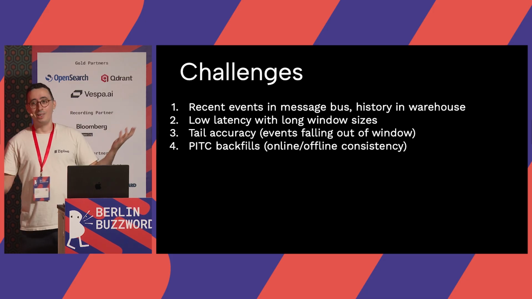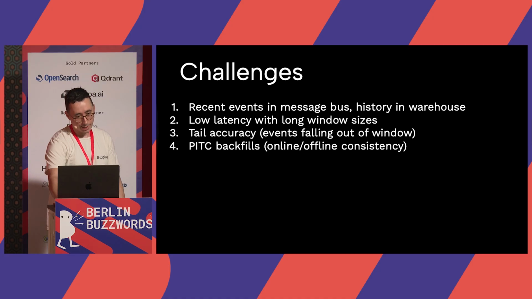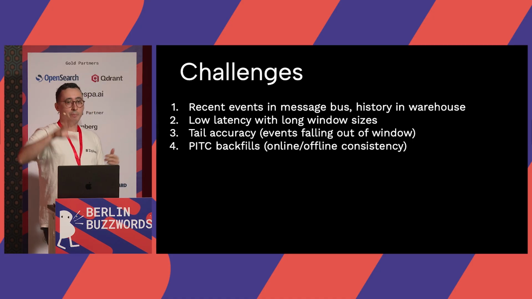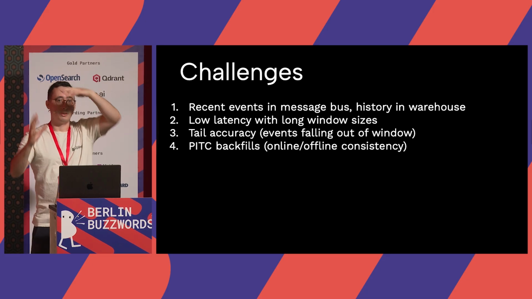Low latency with long window sizes. So the naive approaches here involve just storing raw events in memory and aggregating them at read time, but that doesn't scale very well as soon as you get longer window sizes or hotkeys. Tail accuracy. So you can't easily pre-aggregate everything because you also need to say at any given point in time what events are outside of the window on the tail, and you want to be accurate on that as well. And lastly, you need to both serve this online and produce historical backfills for model training and keep those two things consistent.